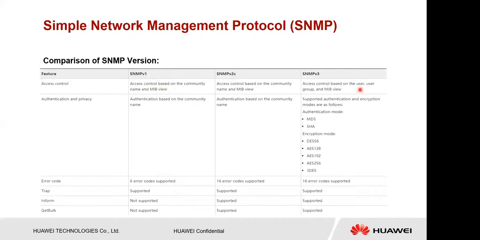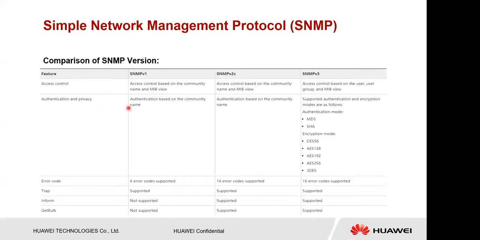While for SNMP V3, it uses access control based on user group and also MIB view. So first of all, when you configure SNMP V3, you need to configure the user group, and you need to specify the MIB view.